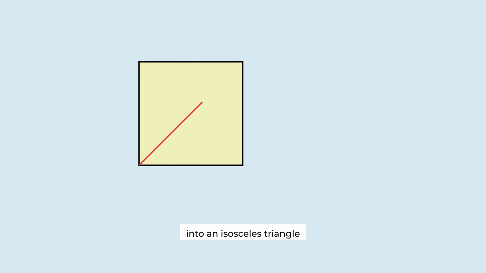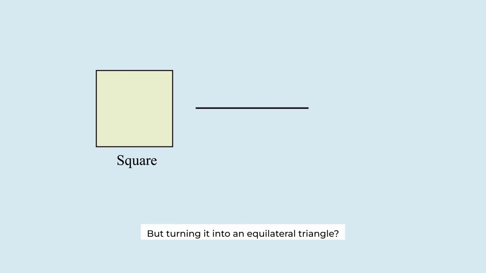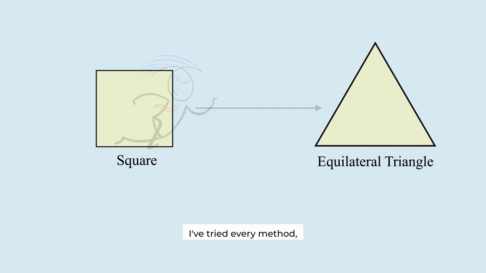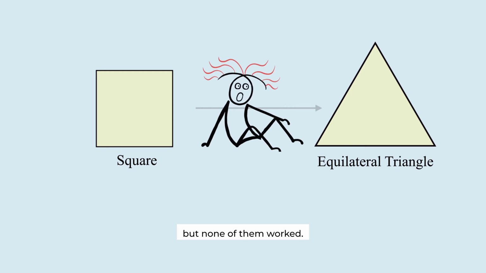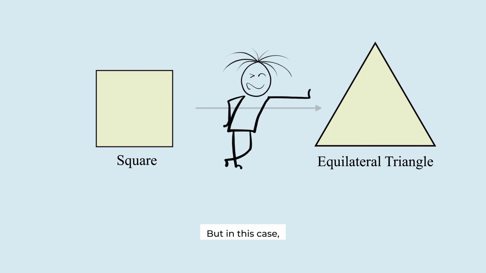Turning a square into an isosceles triangle is simple, but turning it into an equilateral triangle? That's not simple. I've tried every method, but none of them worked. It even made me wonder, is it impossible to construct that triangle? But in this case, the construction is possible. That much I can tell you for sure.